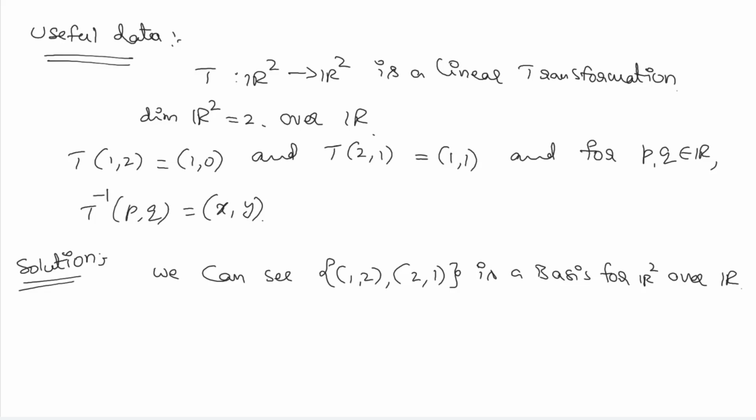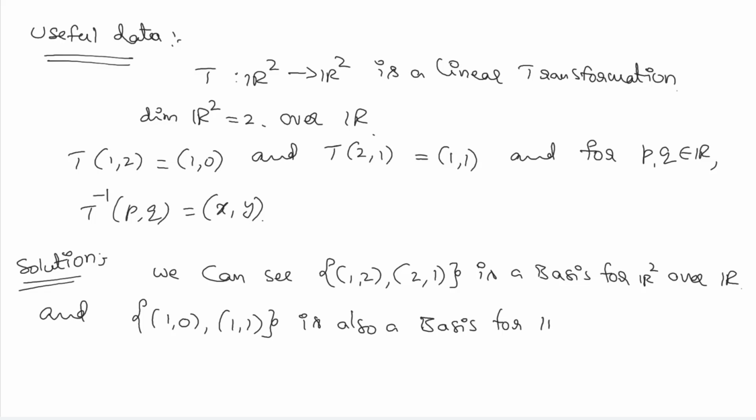And we can observe one more point here, that the set with the vectors (1, 0) and (1, 1) is also a basis for R square over R.